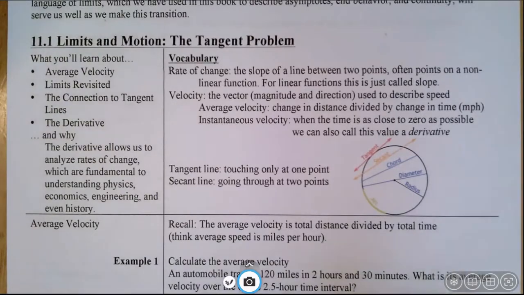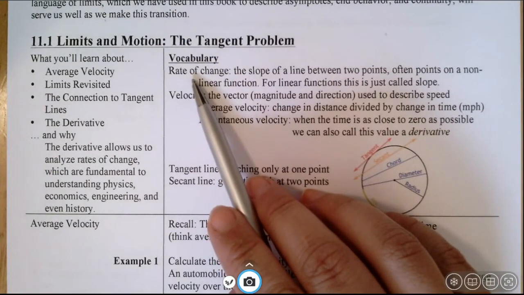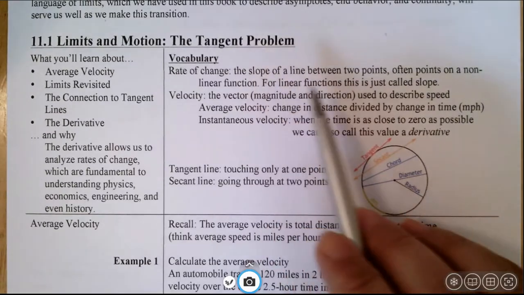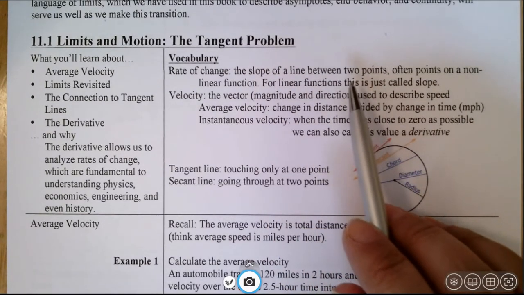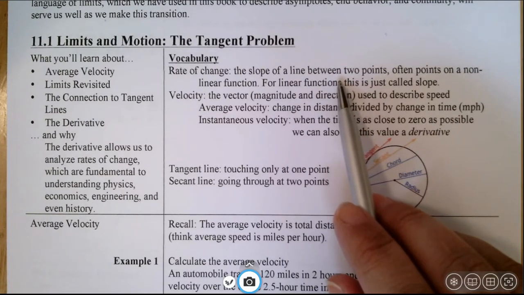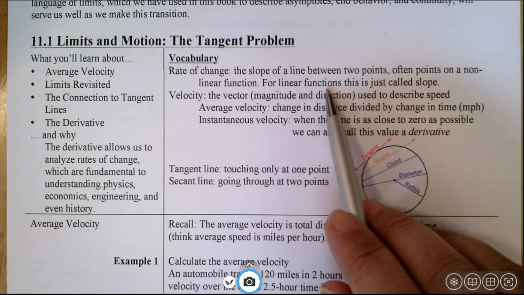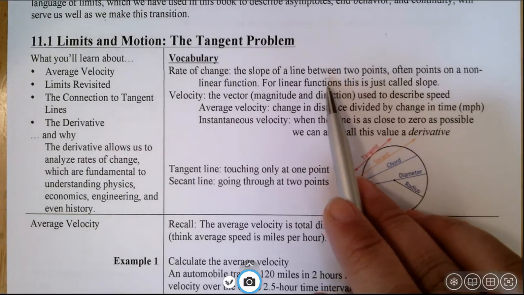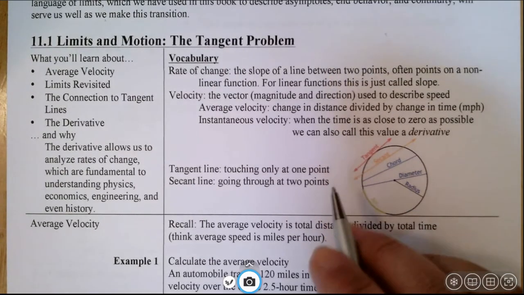So a couple of the vocabulary words that we already talked about a little bit in class. Rate of change. And rate of change, remember, is looking at the slope of a line between 2 points. So on any function, we can pick 2 points, find the slope between those 2 points, and that would give us the average rate of change, okay? For linear functions, it's called a slope. For nonlinear functions, it is not a slope because nonlinear functions don't have slope, okay?